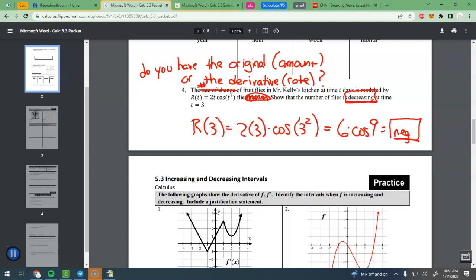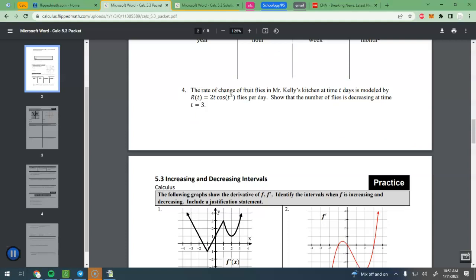Should we go through how to plug in a number and then do the derivative on your calculator again? Should we review that, or is that fine? Say yes. Yeah, that's fine. So grab your TI-89.